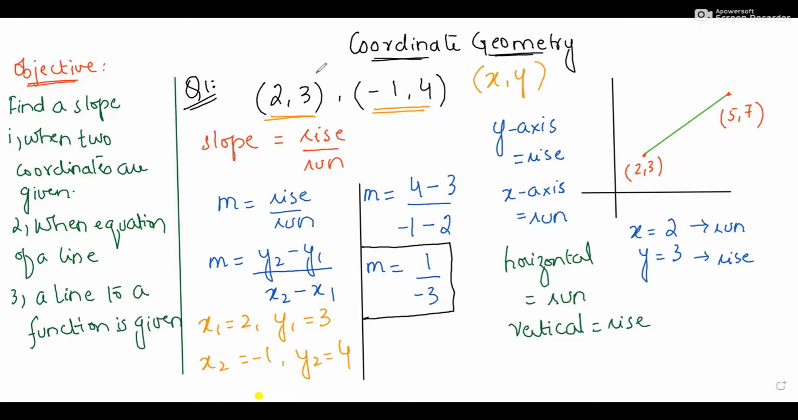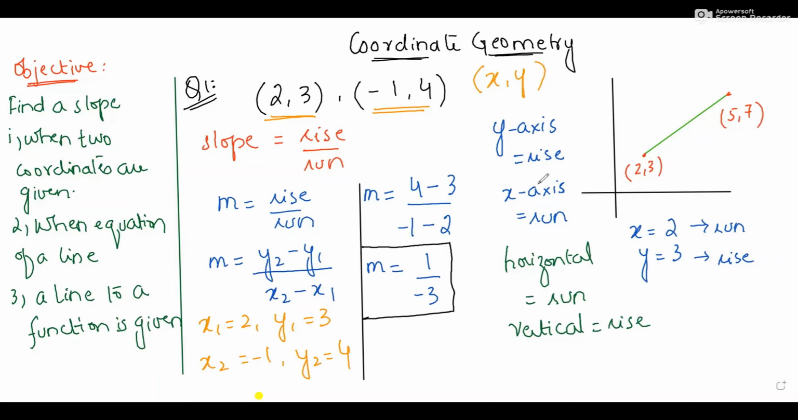So if I want to finalize my values, I say that the value of x1 is 2 and the value of y1 is 3. Similarly, the value of x2 is minus 1 and the value of y2 is 4. After substituting my values in the formula, I'll get m equals 4 minus 3 upon minus 1 minus 2, and after solving, I will get m equals minus 1 upon 3, which is basically the slope of the required question.